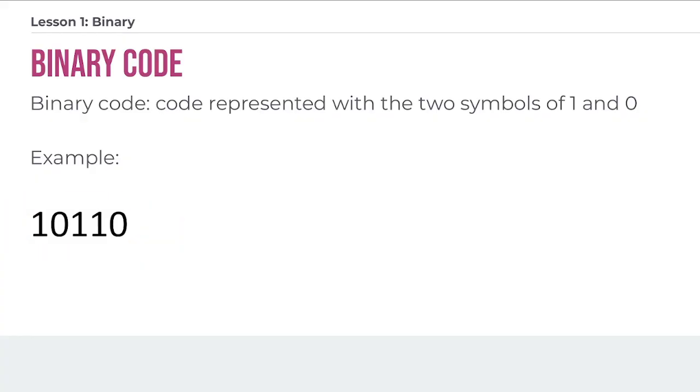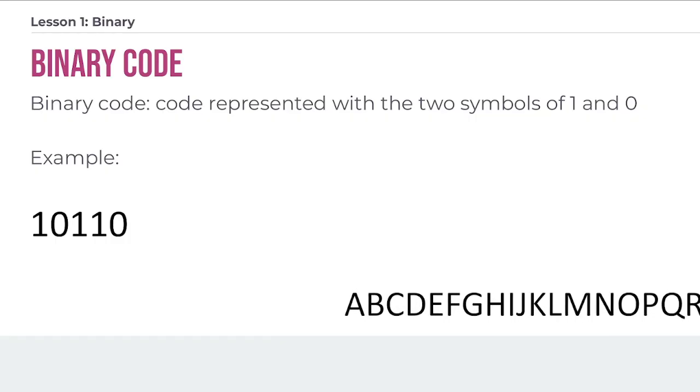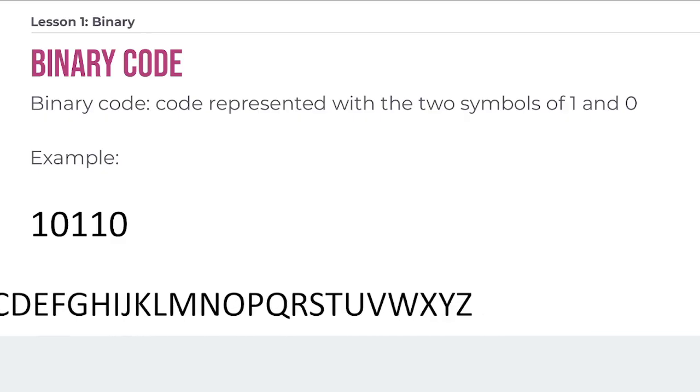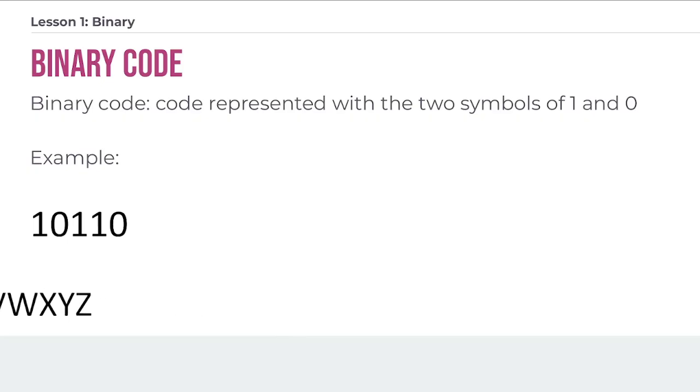Unlike something like, say, the alphabet, where we have characters, we're not talking about capital and lowercase, but just the characters that we have at our disposal, we can combine the letters A, B, C, D, E, F, G, all the way on to Z to create our words. And so we have like 26 different characters that we can combine. Well, binary, we only have 2 different characters. By, the prefix meaning 2, we only have ones and zeros to represent what we are trying to show.